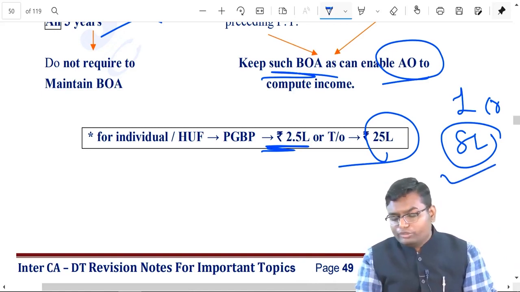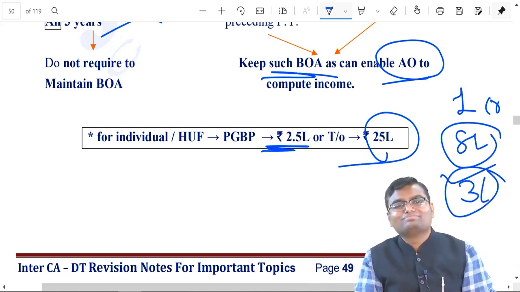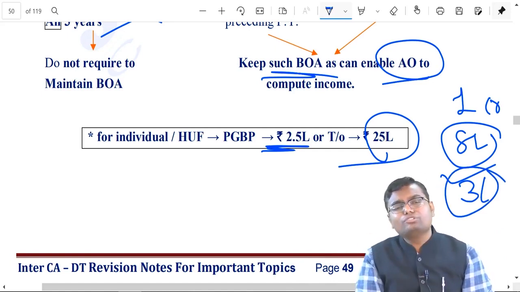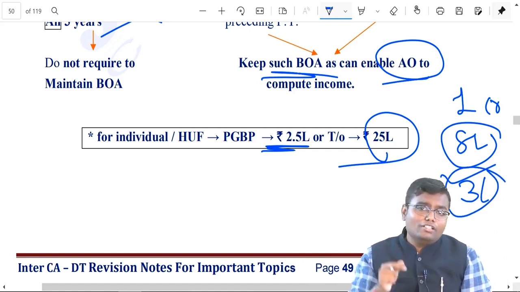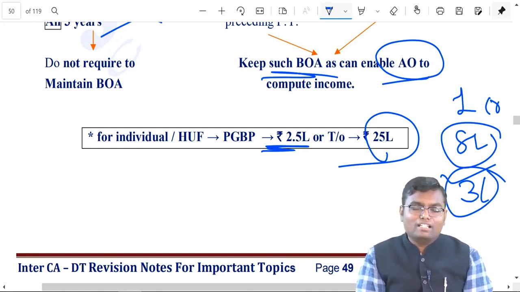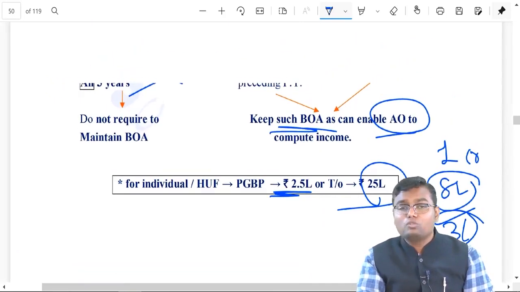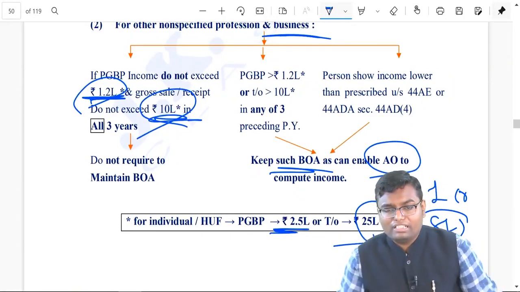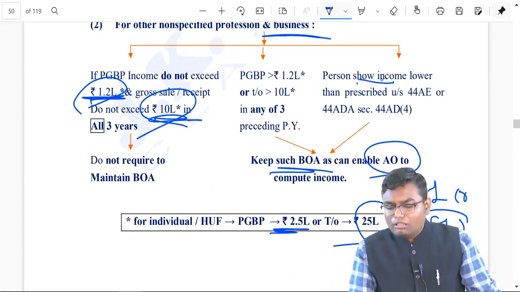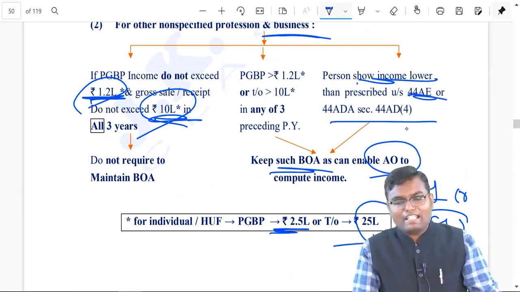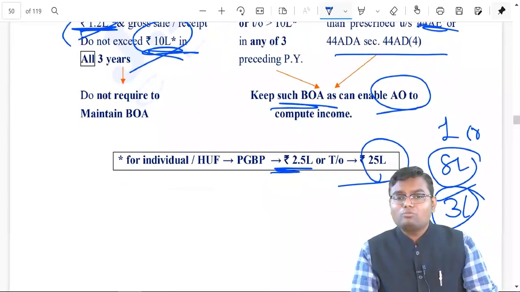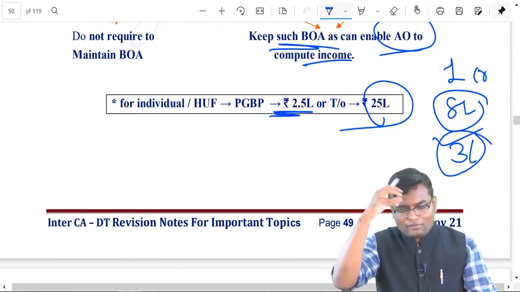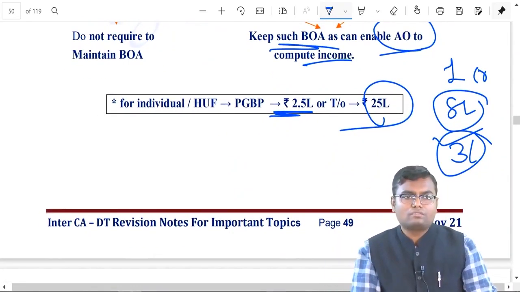But let's say I want to show only 3 lakh rupees of PGBP income. The government says, if you want to declare lower than what we have said, then you have to conduct audit, and for that you have to compulsorily maintain books of accounts. So if any person who is covered under presumptive income shows income lower than prescribed under those 3 sections, they also have to maintain books of accounts. Are you understanding this, people? Yes or no? So that was section 44AA, books of accounts.